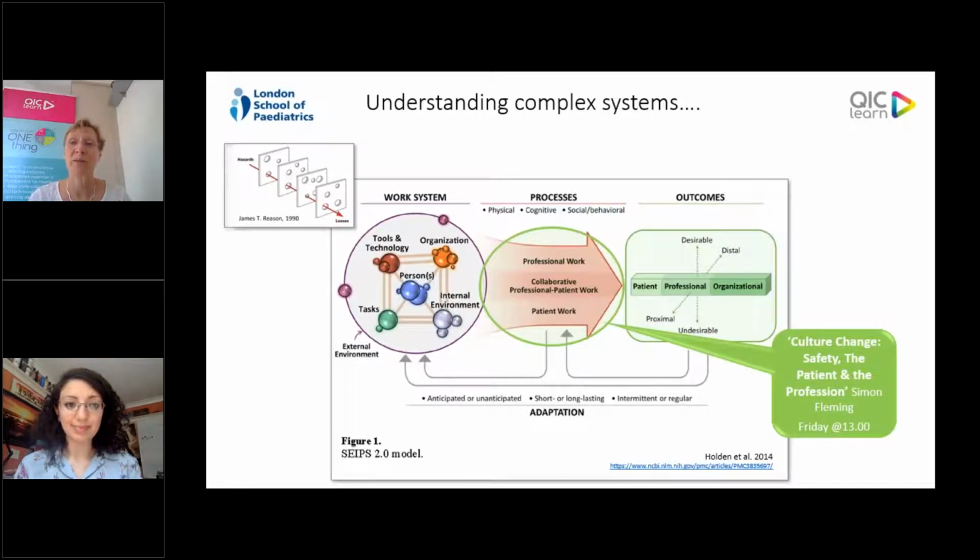It's relatively simple in the way that it's presented, although underlying it, of course, there are layers upon layers of complexity. But you can see here that we have the work system described and the interplay between work, people, organisation, so that involves the culture as well, the tasks and our internal environment. So all of those interdependencies which can come into play when things go right and also when things go wrong. And it's through these interactions that we have the outpouring through processes into the outcome for the patient, for the staff, and also for the organisation.